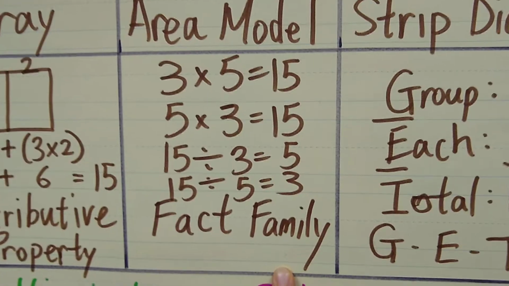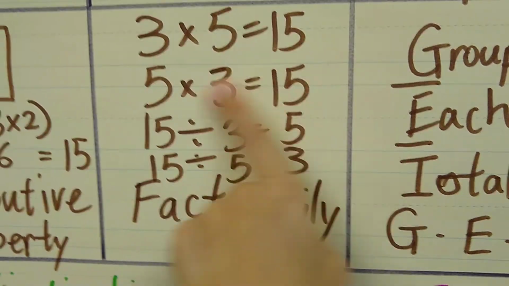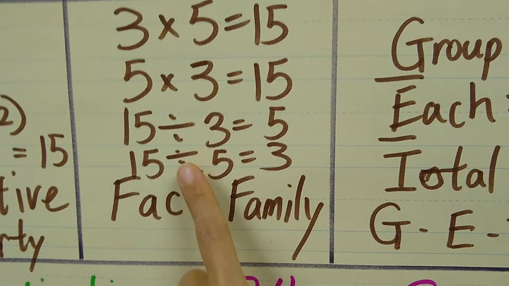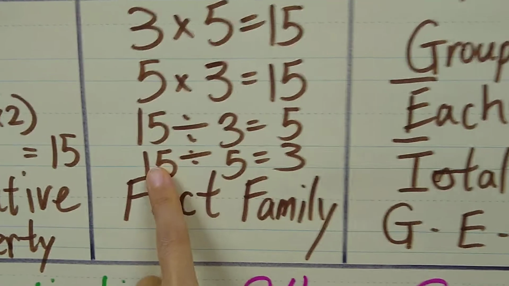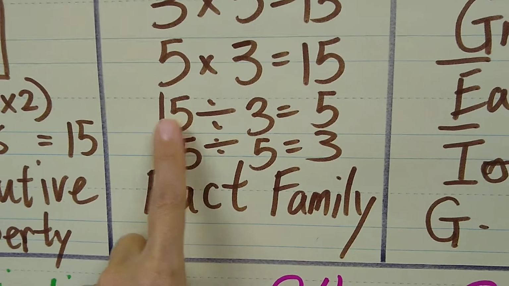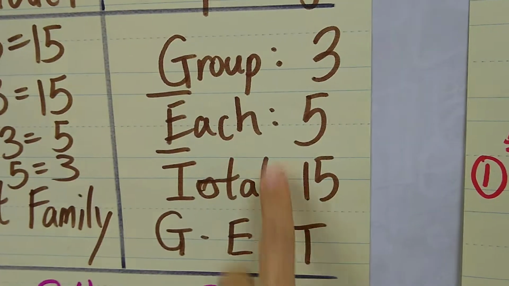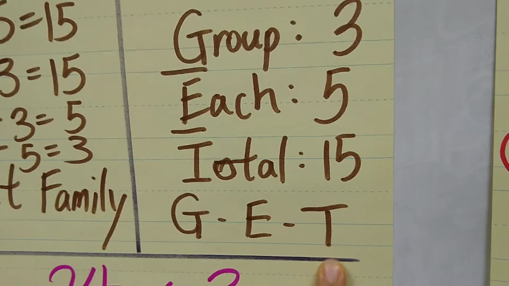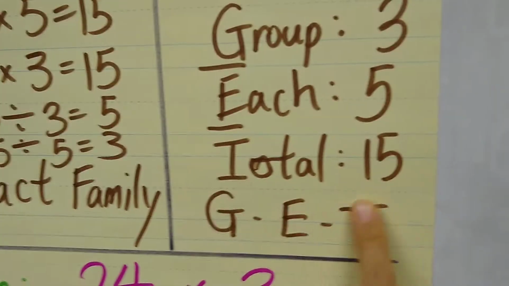Here is the fact family. All these numbers are related. Two multiplication sentences and 2 division sentences. Remember, in division, at least in 3rd grade, the biggest number, the total, has to come first. And the last one here is telling you what group, each, and total. We call it the GET strategy. And this is very, very important when we do word problems.